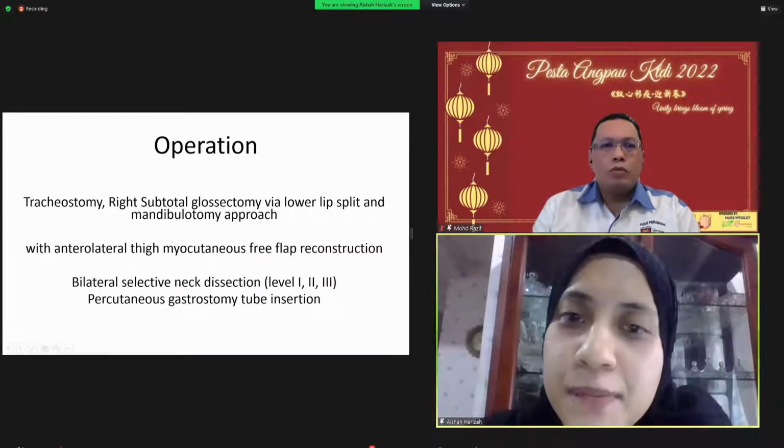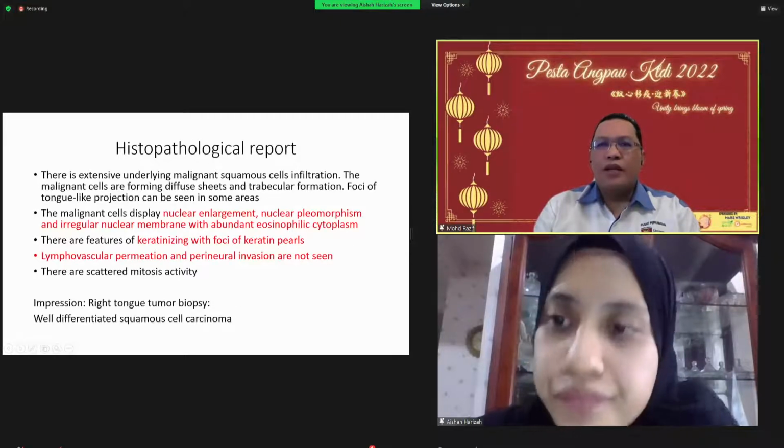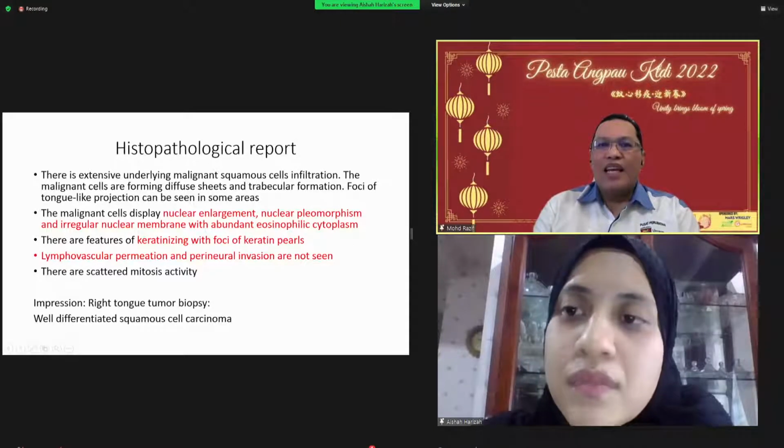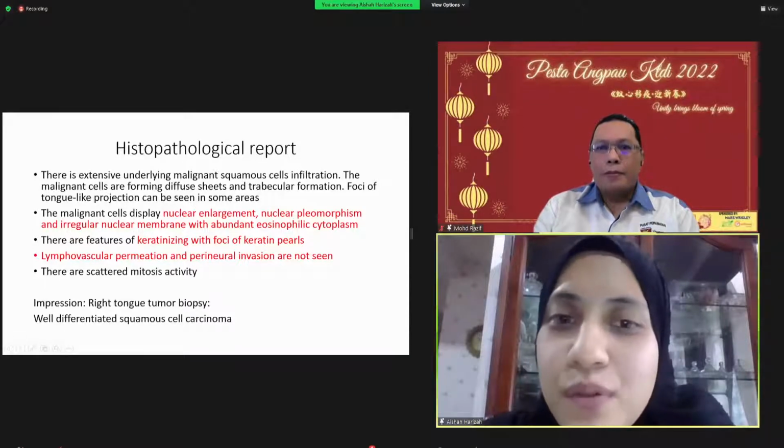So we plan for this patient. What about the stage? Based on your clinical examination and imaging, we need to give a clinical stage. So the clinical staging for this patient is T2, N1, and M0.